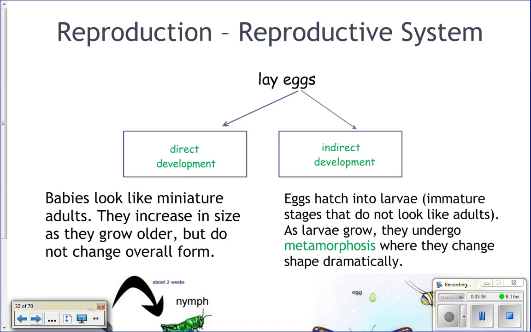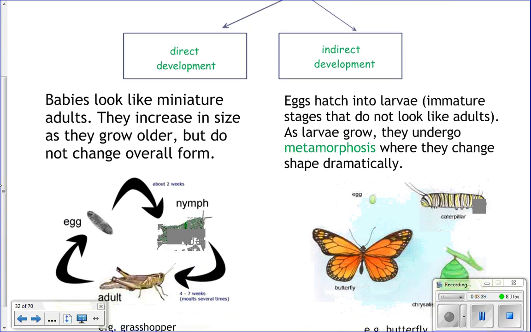If an animal lays eggs to reproduce, they can go through either direct or indirect development. In direct development, the babies look like miniature adults, and basically all they do is increase in size, but they don't change their overall form. You can see a picture on your screen of the grasshopper. The egg hatches, and what hatches from the egg is a little nymph that looks pretty much like the adult form. All that really changes is the size.